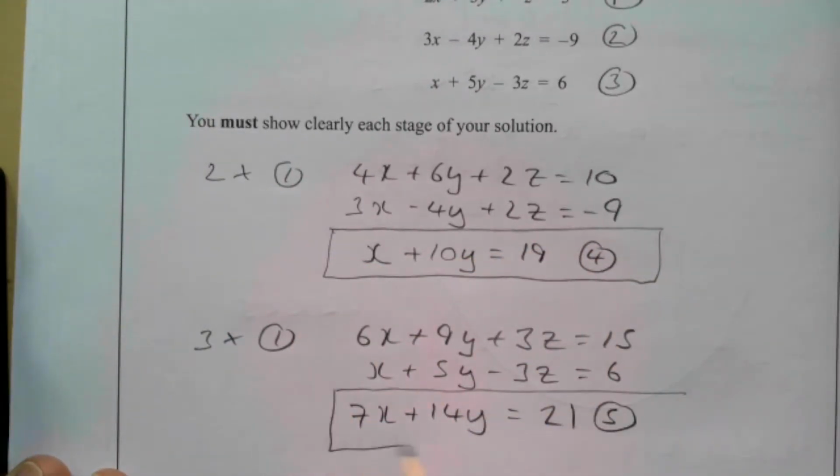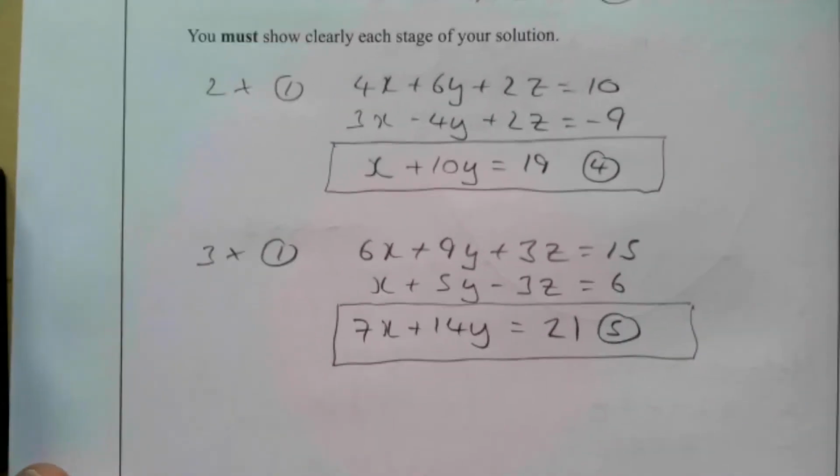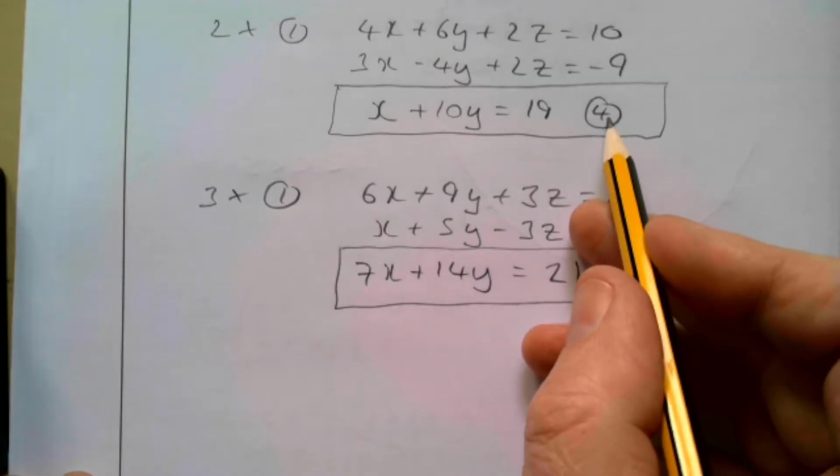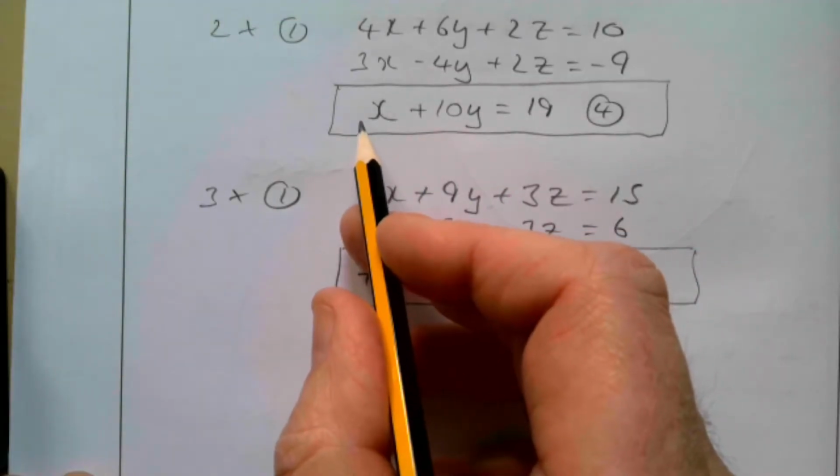So 4 and 5, I'm going to solve them to work out my x and y. What am I going to do? I'm going to times number 4 by 7, I suppose.